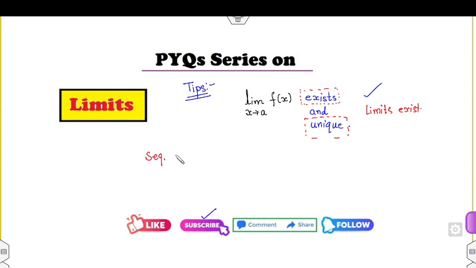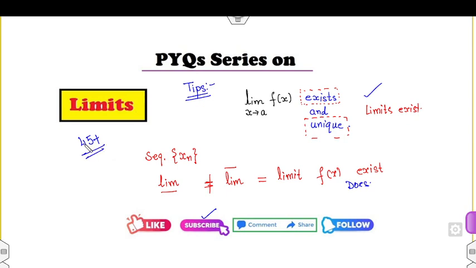Secondly, if you are working on a sequence like x_n, then we will find the limit infimum and the limit supremum. If both are the same, then only you can say the limit exists. If the limit infimum and limit supremum are not equal, then we can say the limit does not exist. That's the only tip for you. Based on this single tip, I can solve 45 plus questions in this lecture. So let's see.